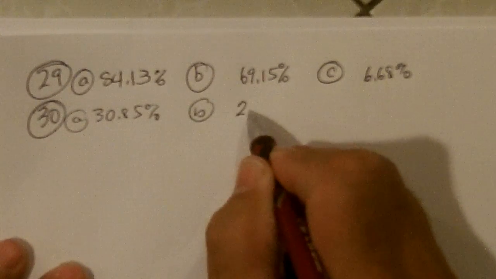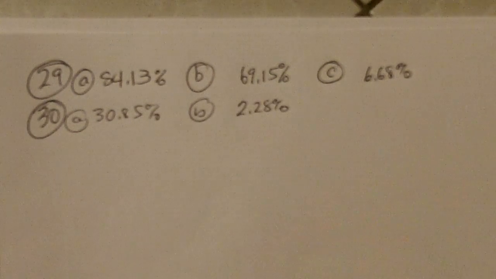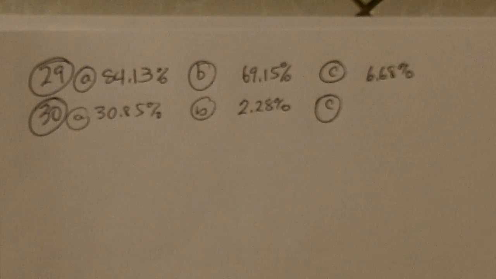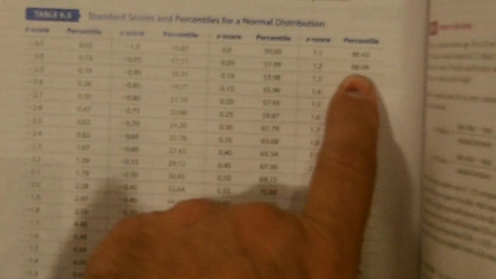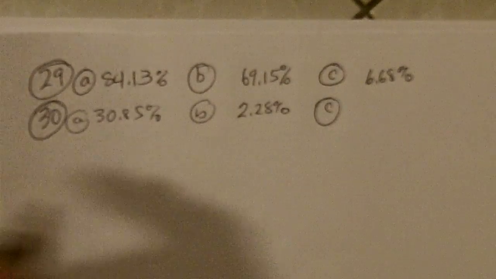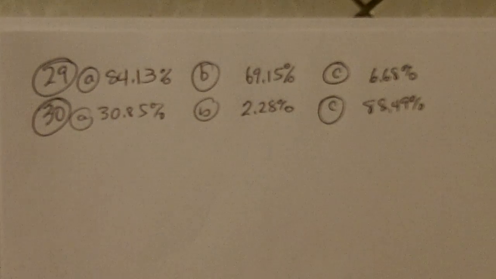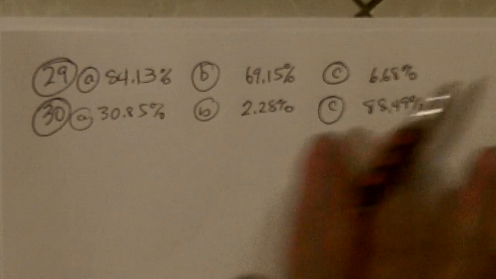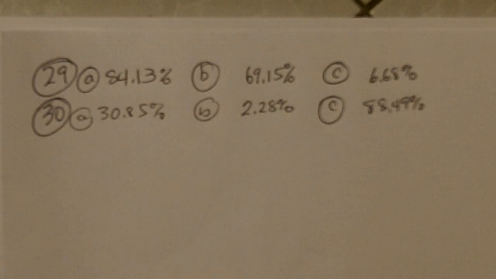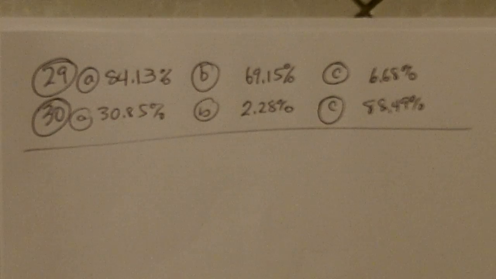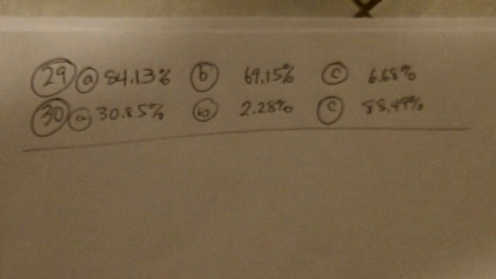2.28% are below that. And then C, it says a z-score of 1.2 above. So we're going to look up a positive 1.2, 88.49. That means 88.49% of the people scored below that score, or whatever we're talking about here. Okay, that's all of 6C.